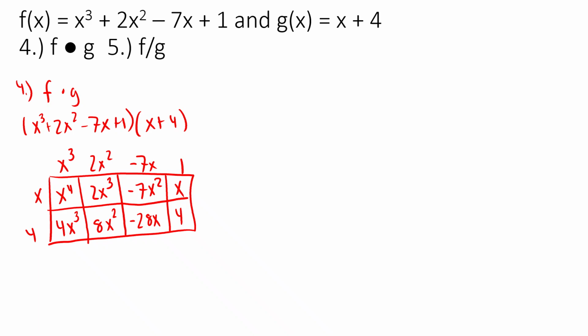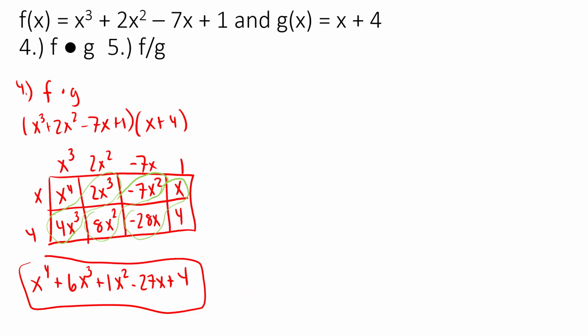So you're not going to leave out any of your multiplications, and your like terms are very often, 100% of the time, but very often going to be on those diagonals. So we're going to have x to the fourth plus 6x to the third plus 1x squared. You can, of course, just say x squared minus 27x plus 4. Okay, and there's our multiplication.